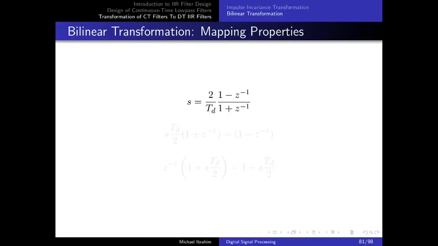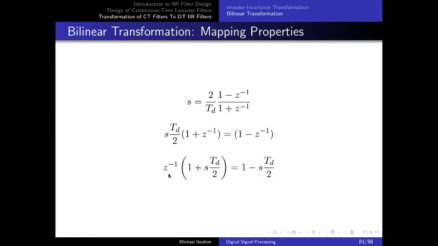Okay, so let's talk about the properties of this bilinear mapping, or bilinear transformation. So the equation we have is that S is equal to 2 over TD times (1 minus z^-1) over (1 plus z^-1). And we will try to get z as a function of S. So S times TD over 2 times (1 plus z^-1) will be equal to 1 minus z^-1. Then we will try to bring z^-1 together.